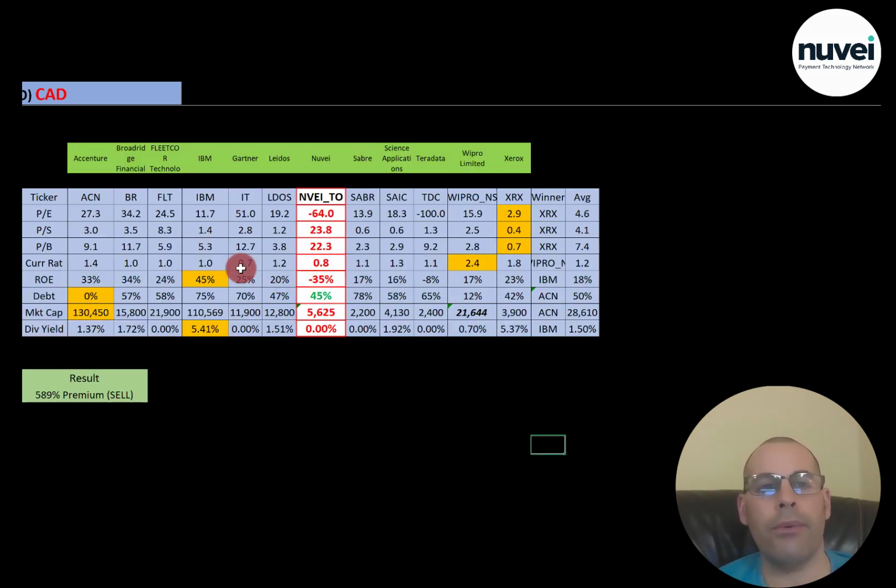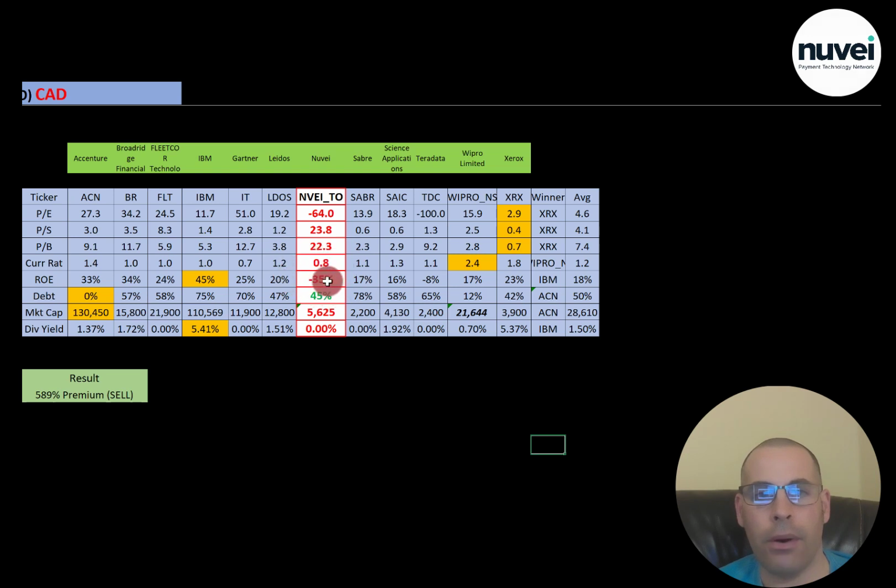The best way to look at ratios is to compare them to similar companies. I've done videos on Accenture, Broadridge, FleetCor, IBM, Gartner, Leidos, Sabre, Scientific Applications, Teradata, Wipro, and Xerox, all in the same industry as Nuvei. And if Nuvei has a number in red, they're worse than the average. If they have a number in green, they're better than the average. So they're all worse in pretty much everything except debt. A lot worse in PE because they're negative, worse in price to sales and price to book. They're much worse in current ratio because they're below 1, the average is 1.2.